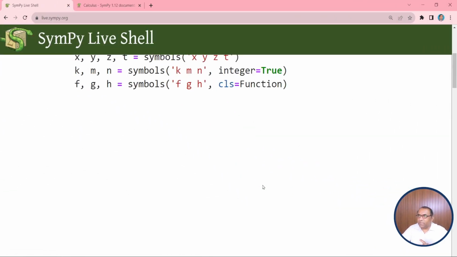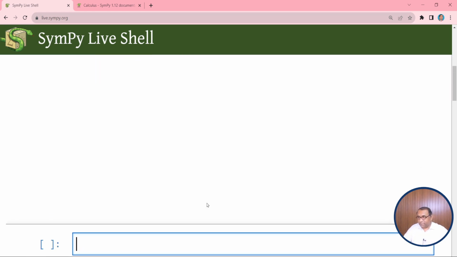We can use SymPy for limits also. We just need to follow the instructions and understand the syntax for limit. Limit is an inbuilt function, and we are choosing here sin x upon x.